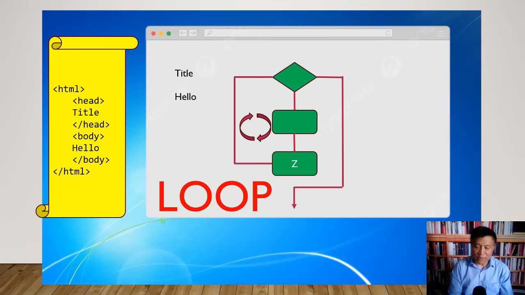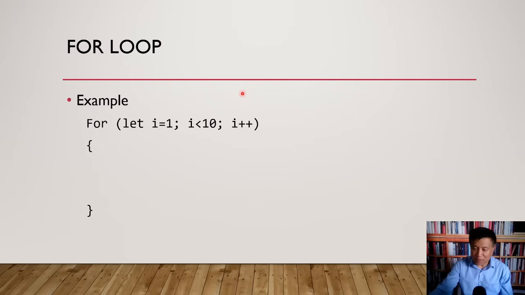In JavaScript, you can do looping, you can repeat. A repeat allows someone to repeat a portion of the program. A repeat loop goes back to a previous step. The syntax of the repeat loop for JavaScript is very interesting. It's quite unique. For (let i = 1; i < 10; i++).